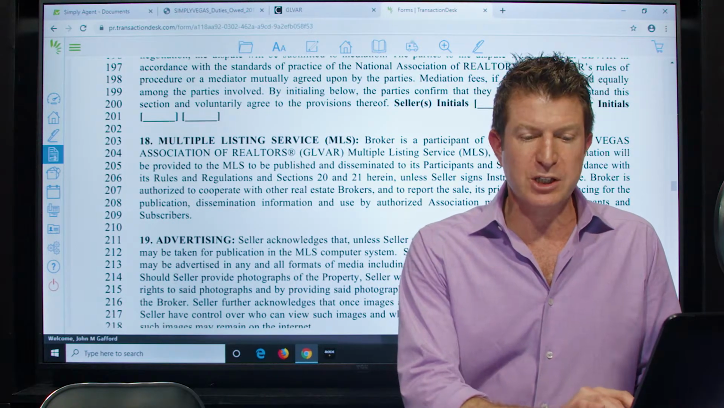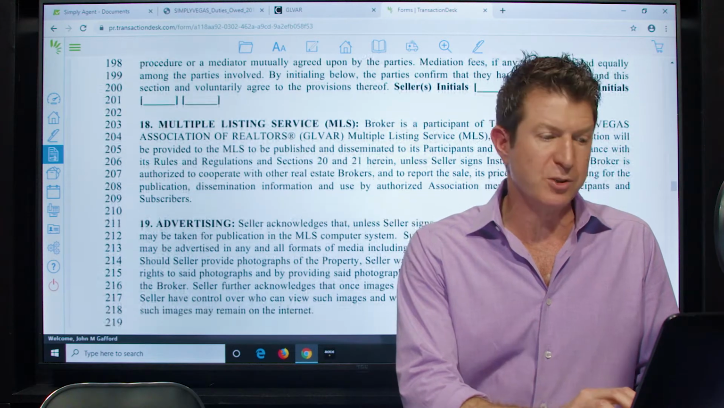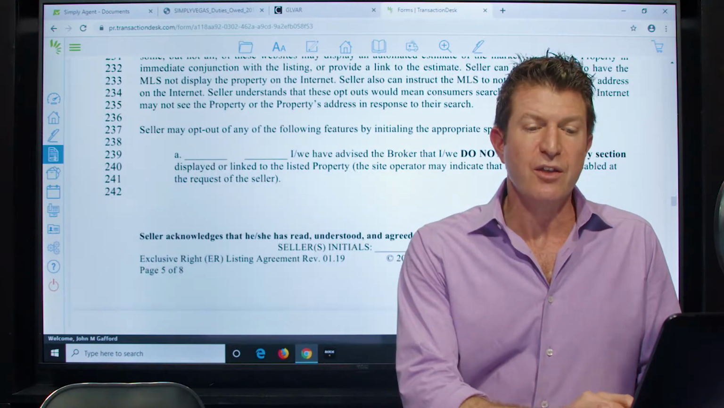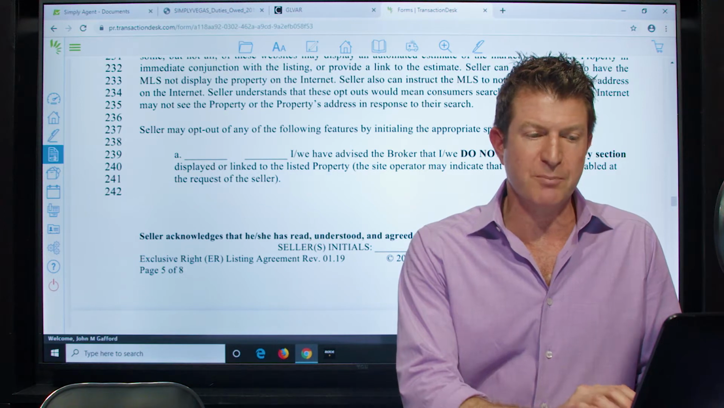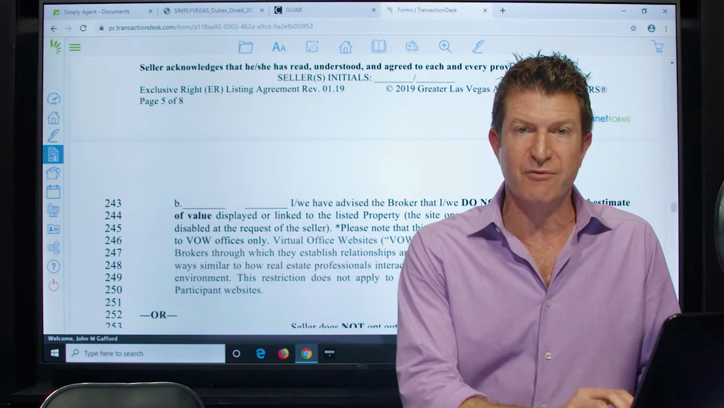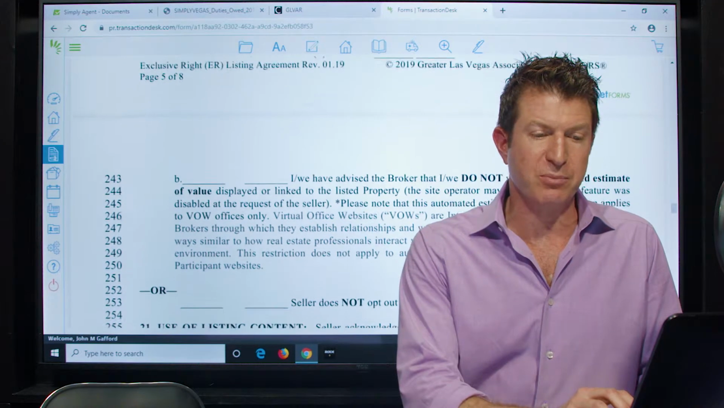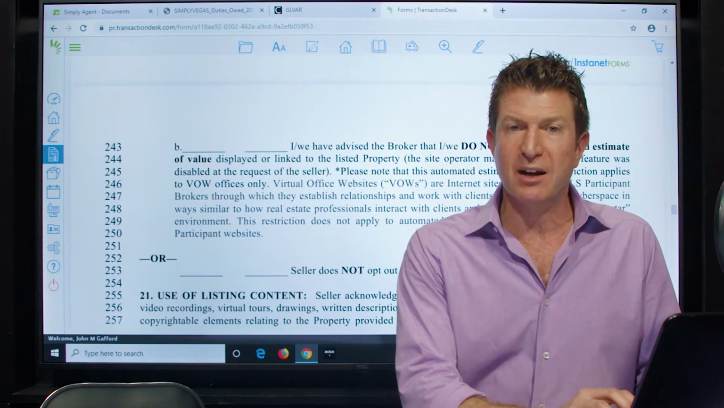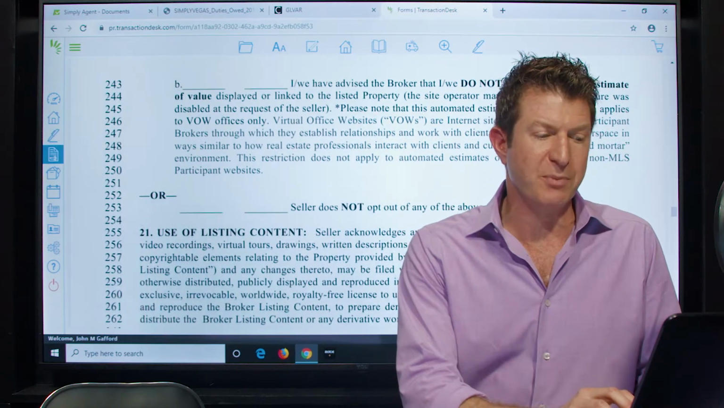Multiple listings, self-explanatory, gives permission to put it in the multiple listing services, and then there are lots of other different portions of this. The opt-out section has a couple of simple things in here. One is an automated commentary and one is an automated valuation. A lot of the time people say they don't mind and the seller is not opting out, but again, at least one of those has to be initialed.